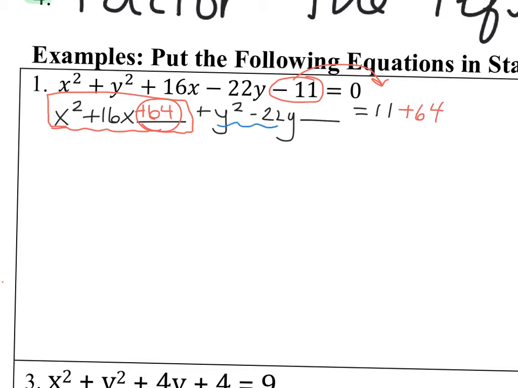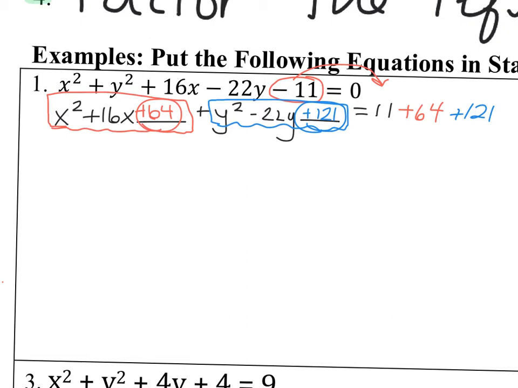I'm now going to complete my square with my y's. So I'm going to take half of b, so b is negative 22. So half of negative 22 is negative 11. I'm now going to square negative 11. I get 121. Because I magically added 121 on my left side, I'm going to magically add 121 onto my right side.